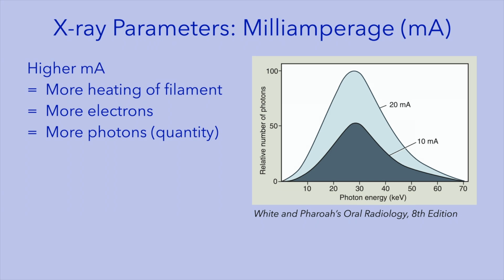Next is the milliamperage. The milliamperage is a reflection of the heating of the filament, the current used to heat the filament. A higher mA results in more heating of the filament, producing more electrons and more photons. When you double the mA, you double the number of photons. Note that when you change the mA, you do not change the peak energy or the mean energy of the beam. Also note that the effects of changing milliamperage and seconds are essentially the same.